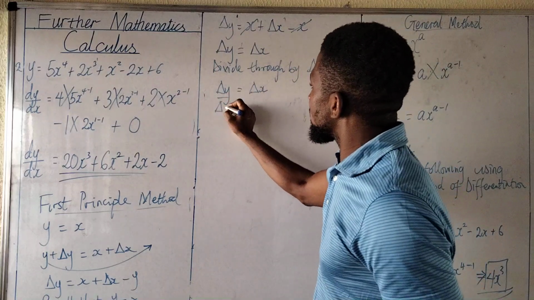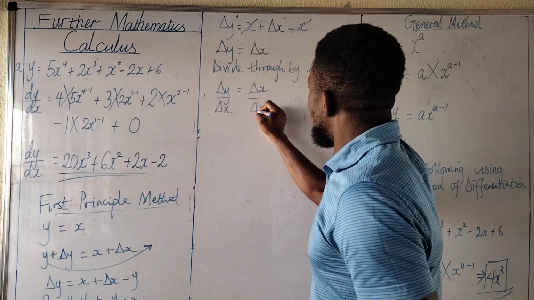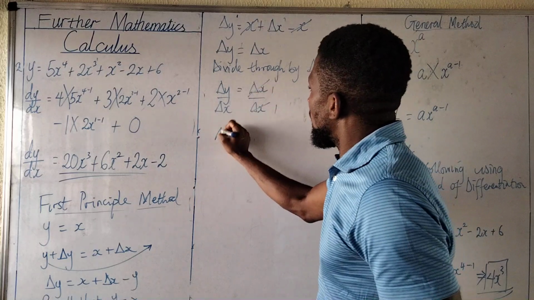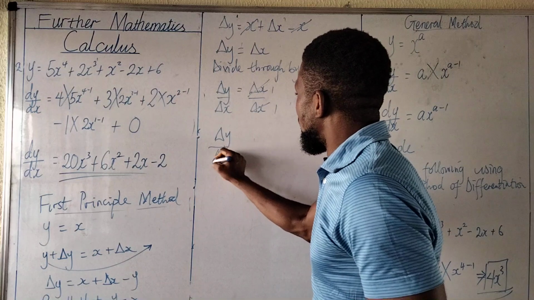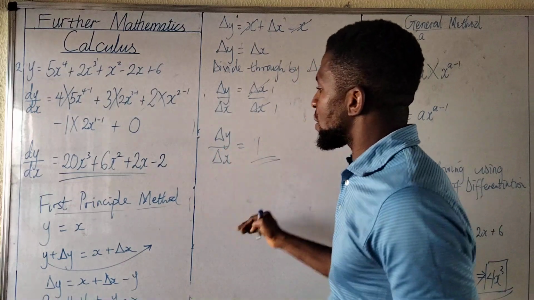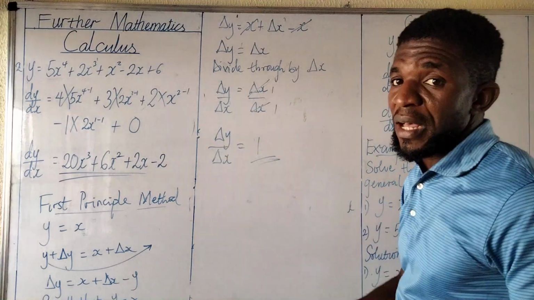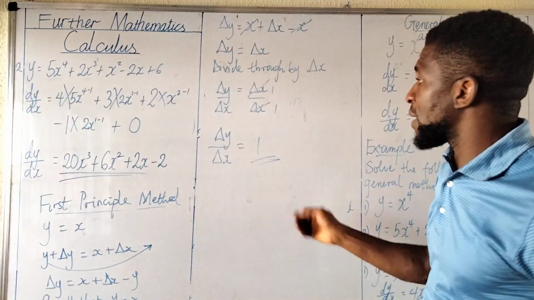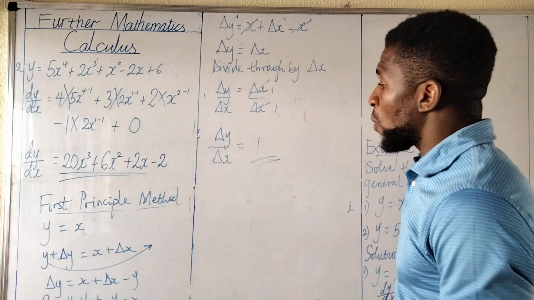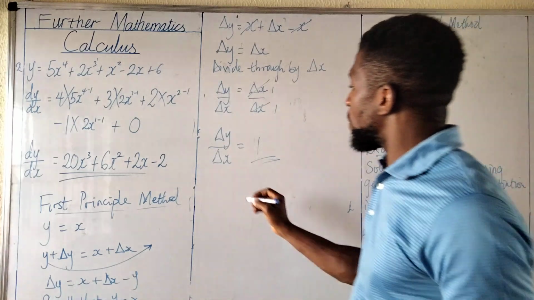Change in y over change in x. The 1s cancel, so our change in y over change in x equals 1. So this actually gave us the same answer we obtained when using the general method. Before we wrap up this session, let us take one more example on the first principle method of differentiation.